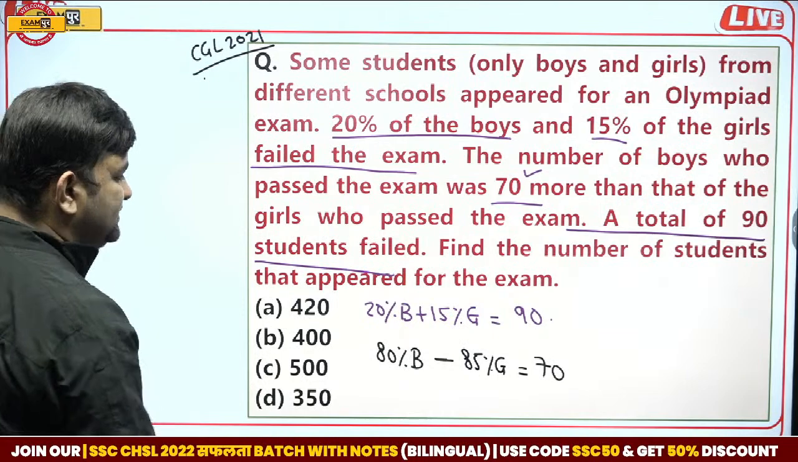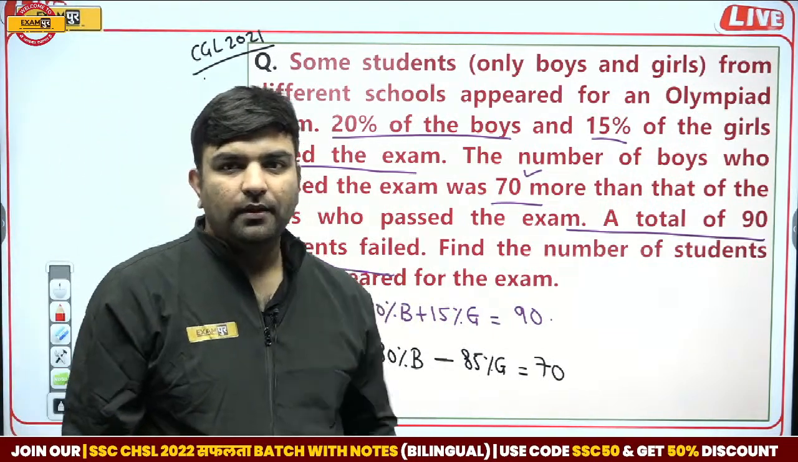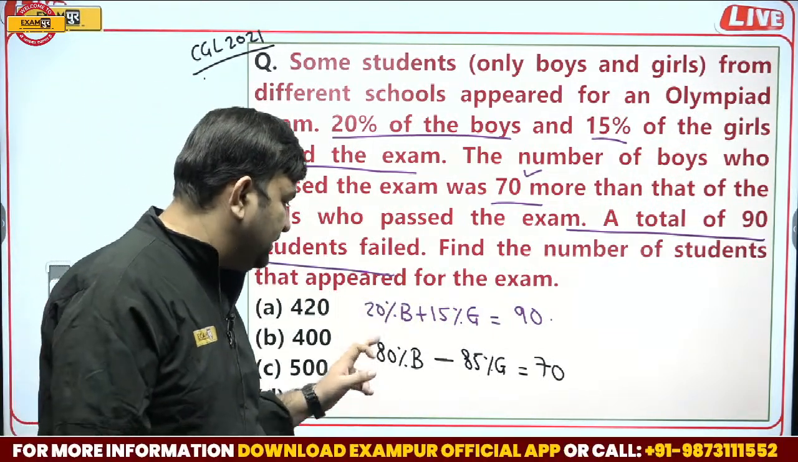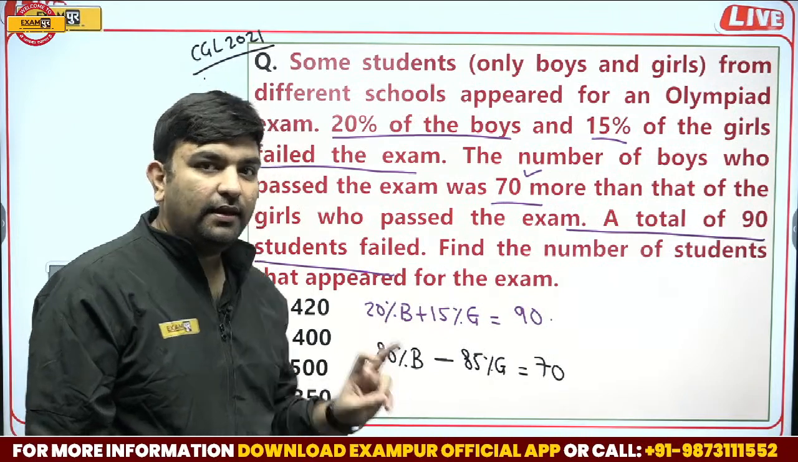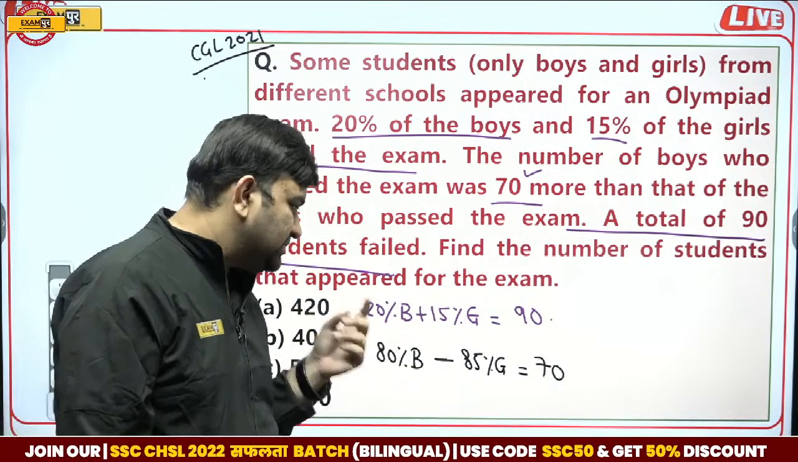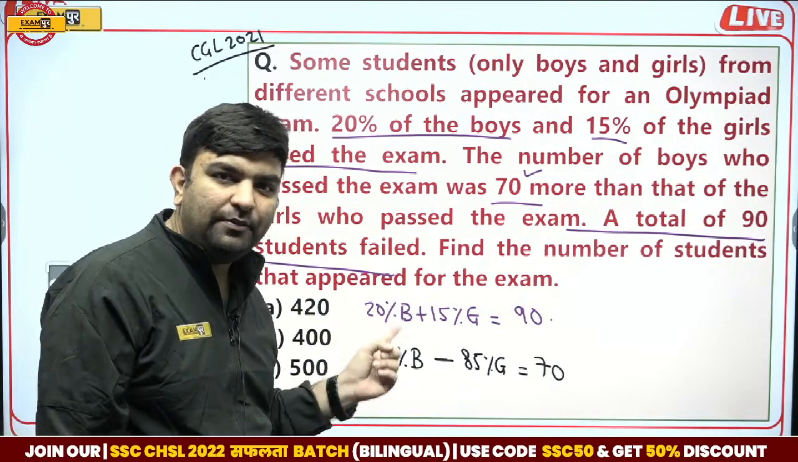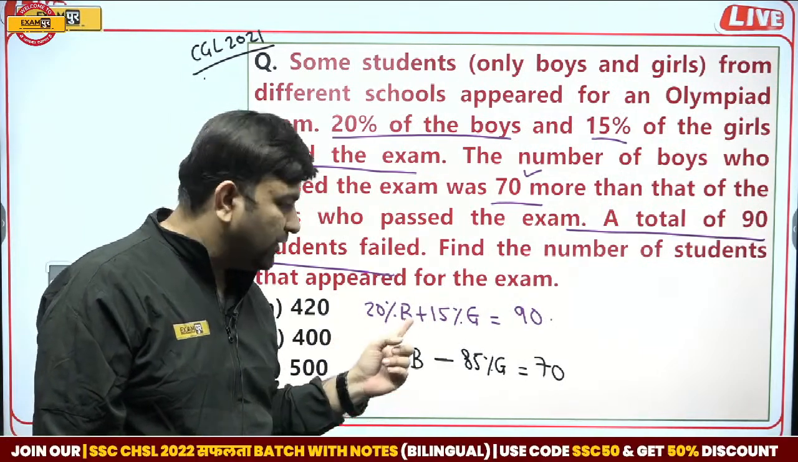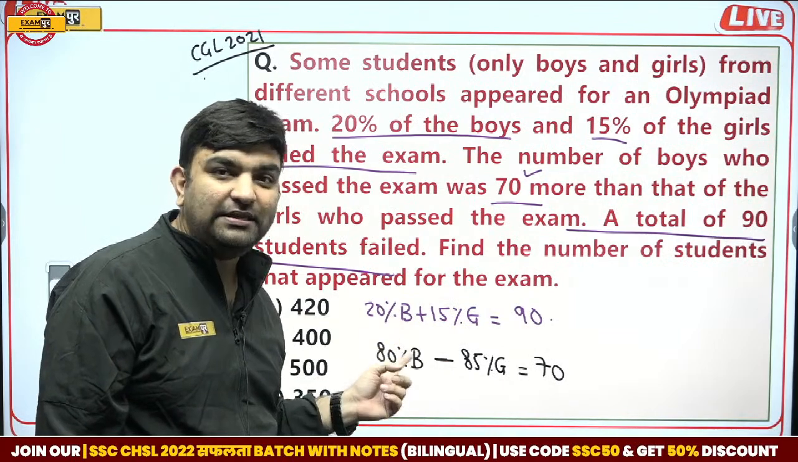However, to tell you the simplified calculation, it's 20 here, it's 80 here. You need to eliminate one. So I think it would be a good idea to eliminate boys as of now, because it is easily eliminatable.